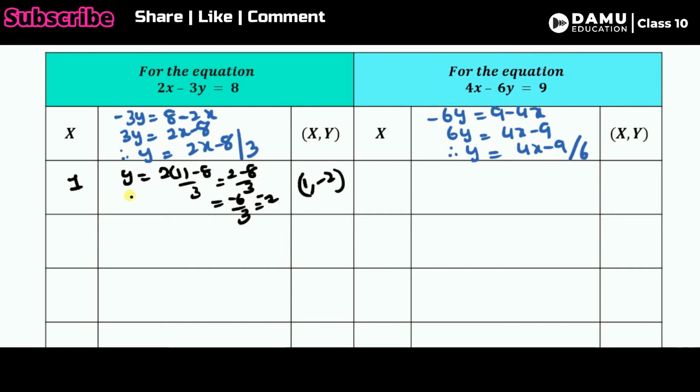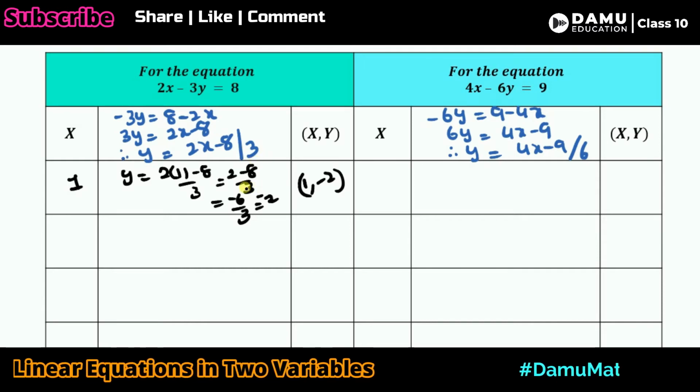Let's take 2, then y will be 4 minus 8 by 3, which is not possible. Let's take 3. Or minus 1 you can take, but it is not possible with the 3. So let's take minus 3. If you take 3, 2 3s are 6, it will be 6 minus 8, which is not possible with the 3. The reason I am trying this is to get integer values, not decimal values.